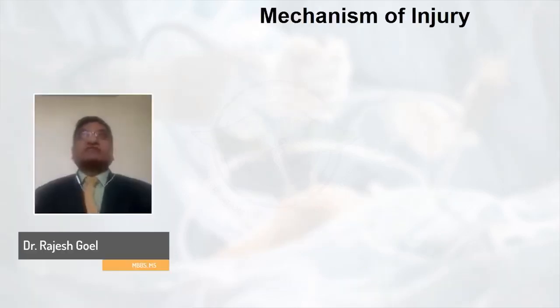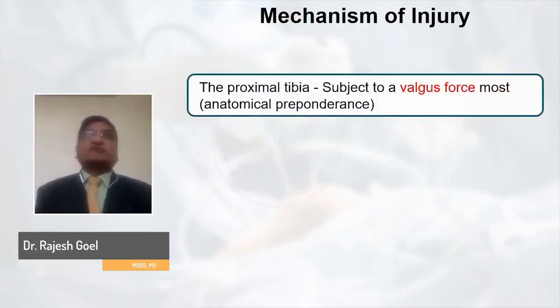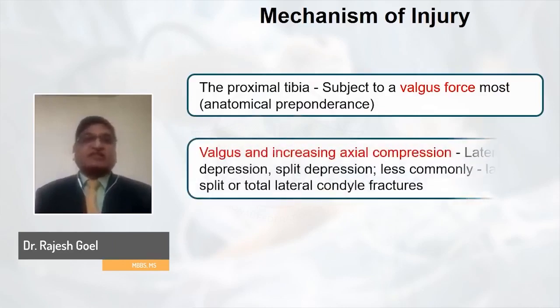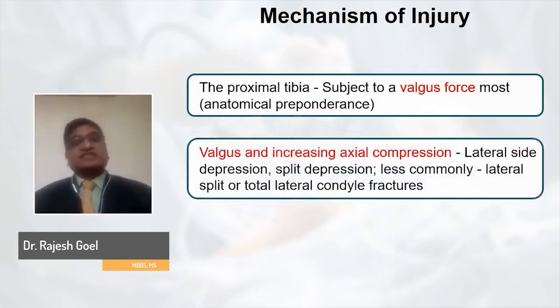Most of the time, the mechanism of injury is the valgus force. There are 3 types of injuries in the tibial condyle fractures. The most common is the valgus force. The person is hit by some vehicle from the lateral side, and there is a fracture. Then another mechanism is valgus and increasing axial compression. While the person is walking and is hit from the lateral aspect of the leg bones, it leads to split depression fracture and lateral side depression fractures, and less commonly lateral split or total lateral condyle fractures.